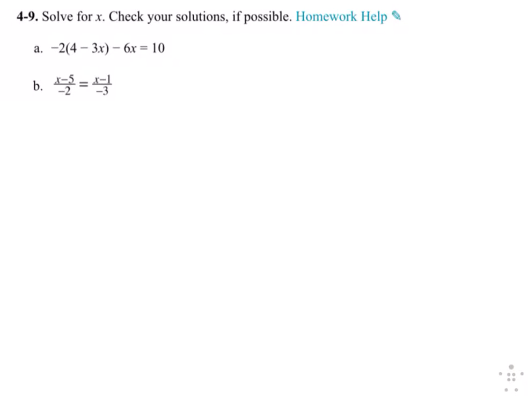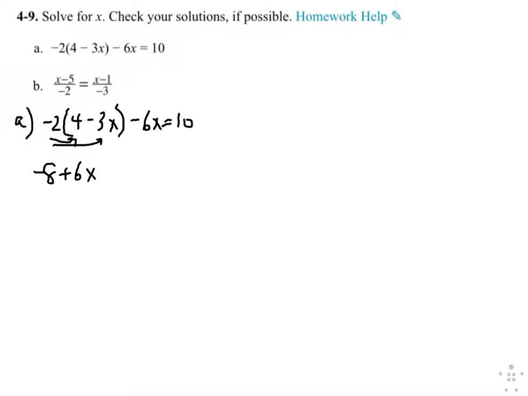Okay, for 9, they want us to solve the equation, so let's start. A, I have negative 2 times 4 minus 3x minus 6x equals 10. So we distribute the negative 2 in, right? So I get negative 8 plus 6x, negative times negative, minus 6x equals 10.